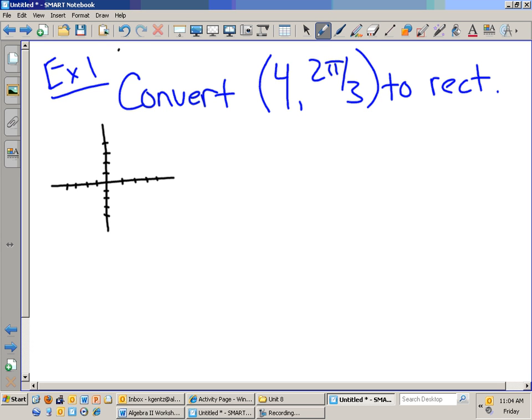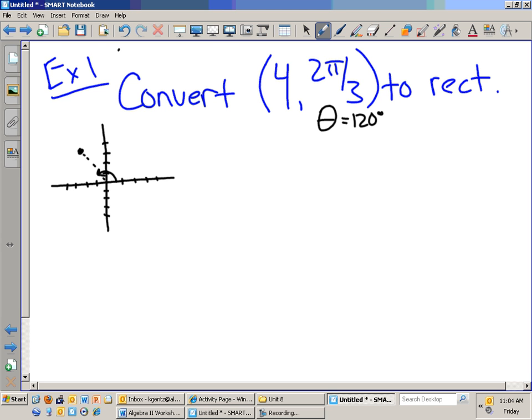Yeah, but sometimes it's easier to think about theta first. Theta is 2 pi over 3. Anybody know what that's equal to in degrees? 120. So 4, 2 pi over 3 sits right over here, and it goes out a length of 4 units, say something like that. So you can see that that's how we get to that coordinate.